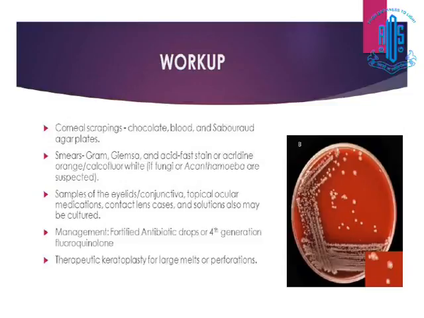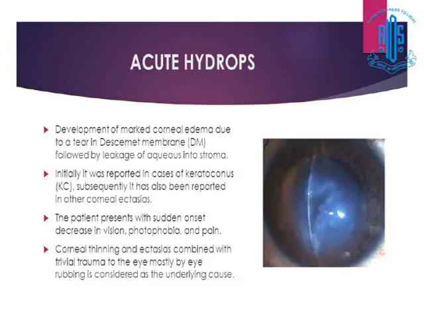Sometimes it is so fulminant that it does not respond to any antibiotics. So then perforation and melt ensues, and then the patient may require a therapeutic penetrating keratoplasty also. Hydrops is an important cause of sudden vision loss amongst the corneal causes.